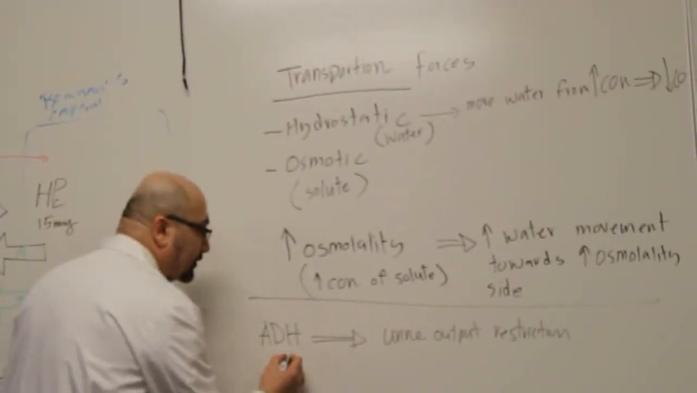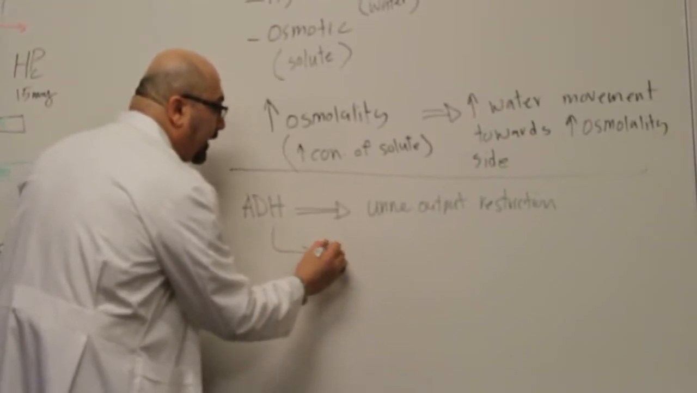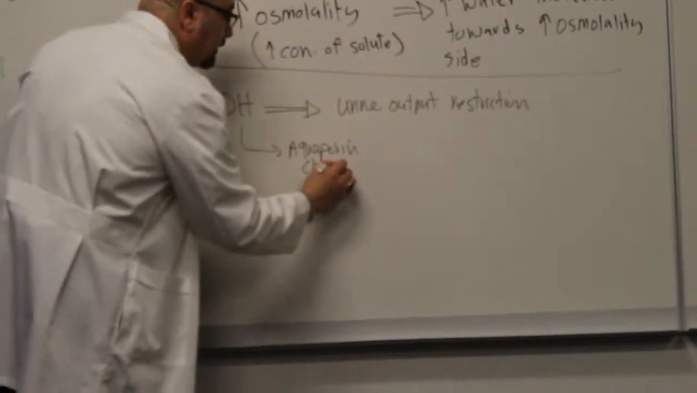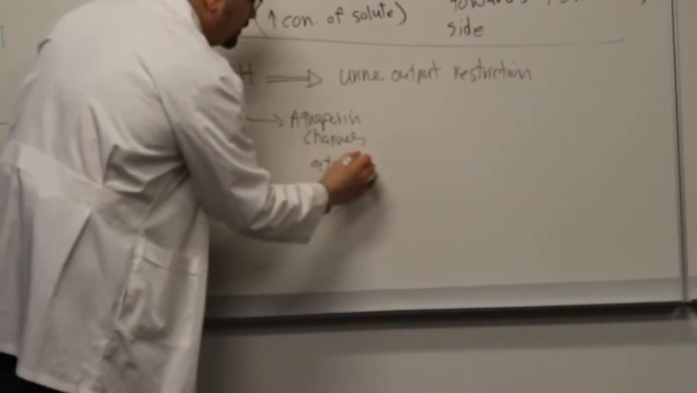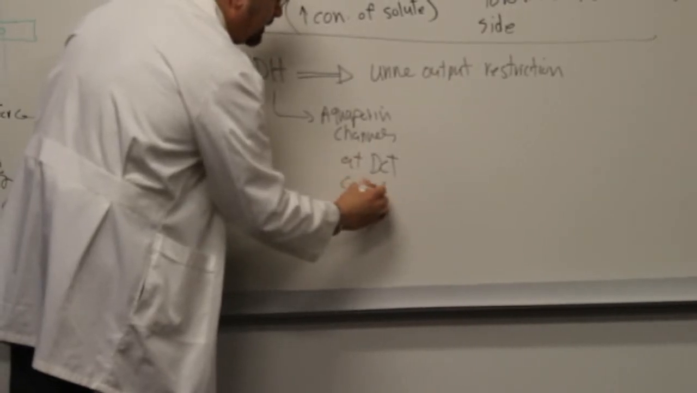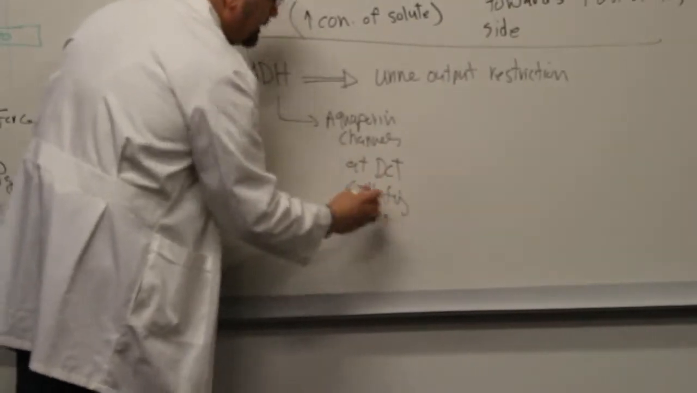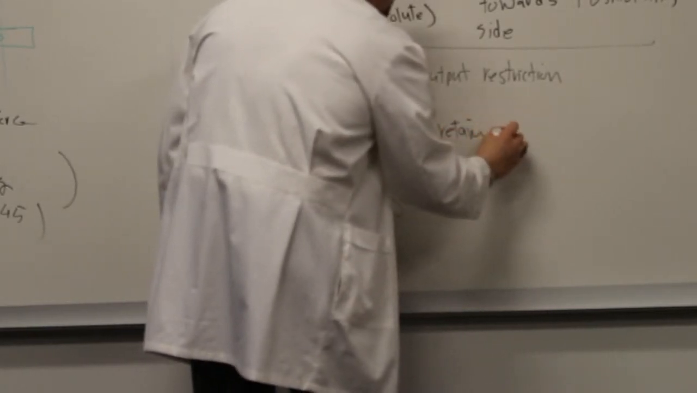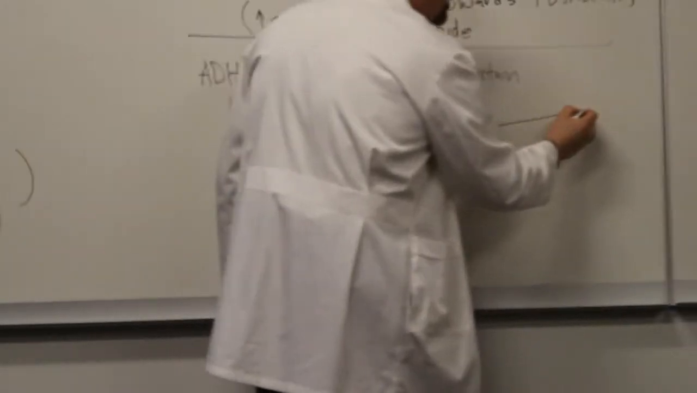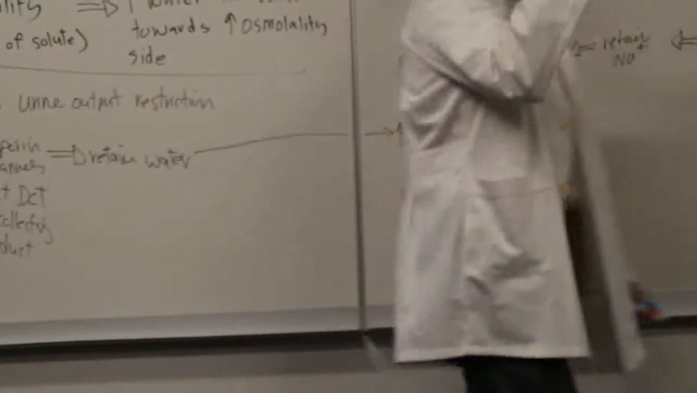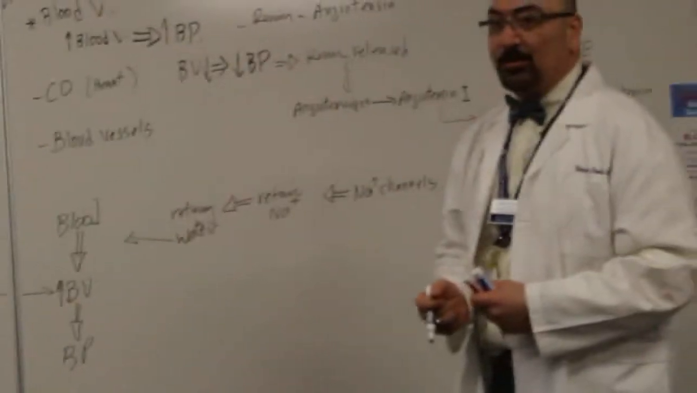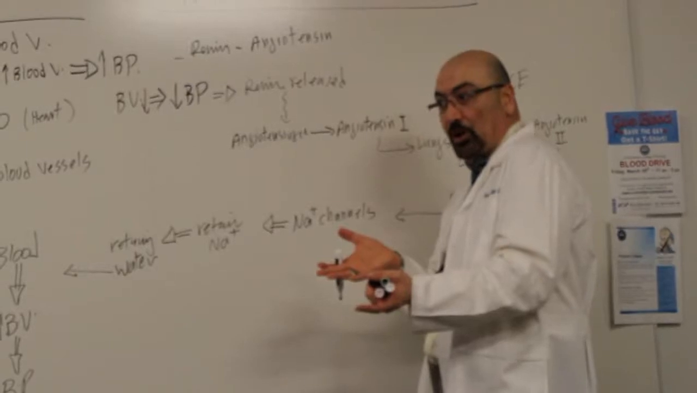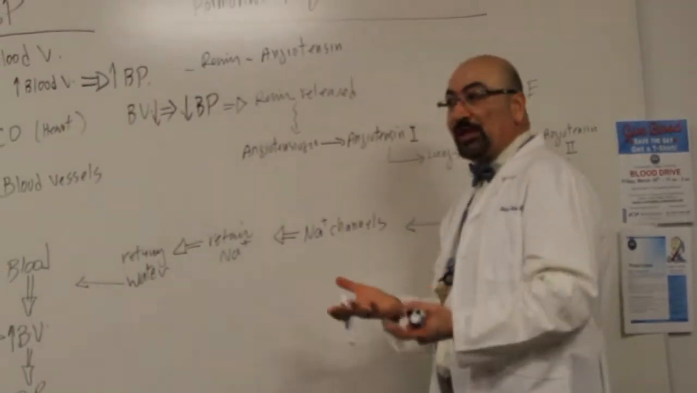So the way it works, that is going to work on aquaporin channels at the distal convoluted tubule and collecting duct level. And as a result of that, we get to retain water. Same thing, retaining water means you're going to add that to blood volume, and then that regulates blood pressure. So that's another example of how fluids and electrolytes are important for us to maintain homeostasis.